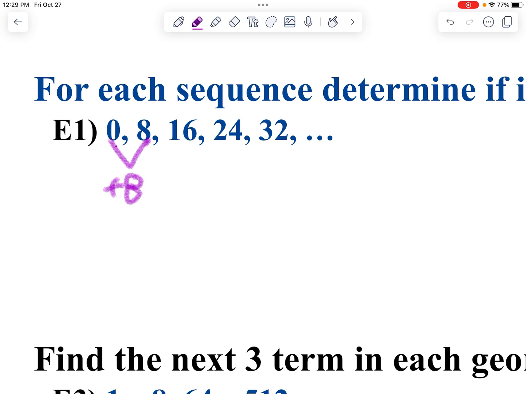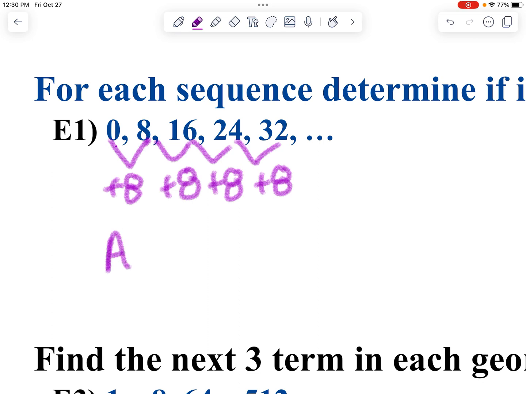And then we go 8 to 16, I'm adding 8. 16 to 24, I'm adding 8. 24 to 32, we're adding 8 each time. Since we're adding the same thing each time, we're going to say that sequence is arithmetic.